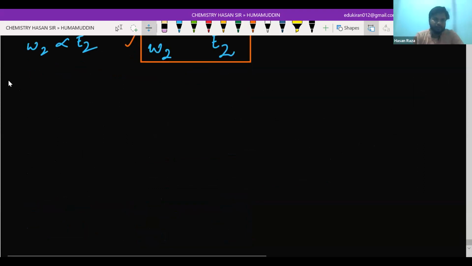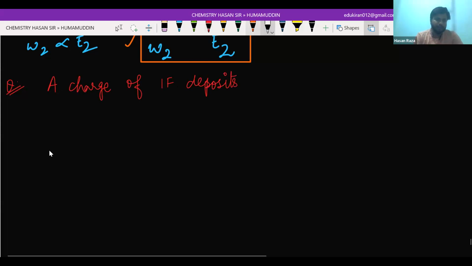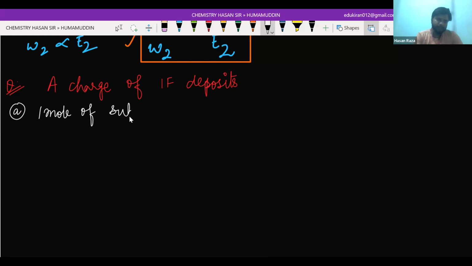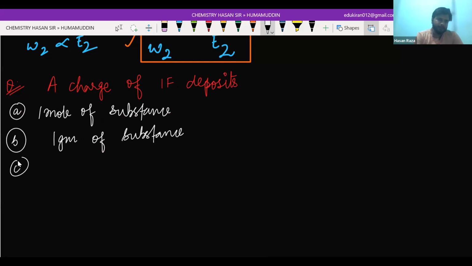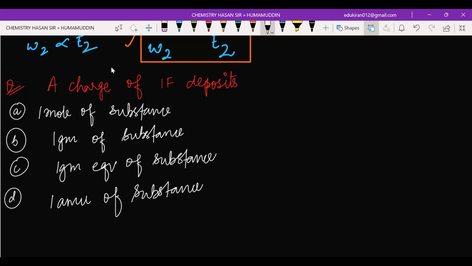Okay. I'm gonna give you a question on this. A charge of 1 Faraday deposits: A, 1 mole of substance; B, 1 gram of substance; C, 1 gram equivalent of substance; D, 1 AMU of substance. Which one of the following is correct? Please do it.